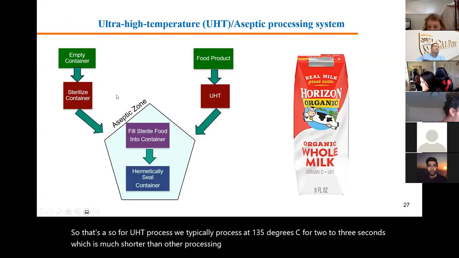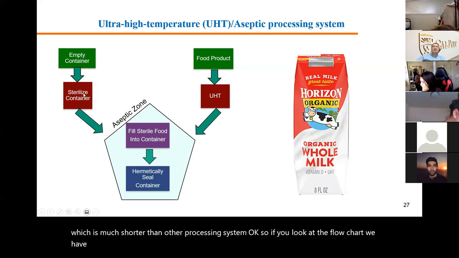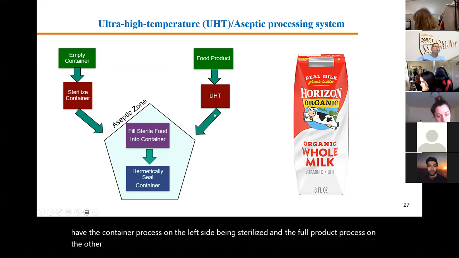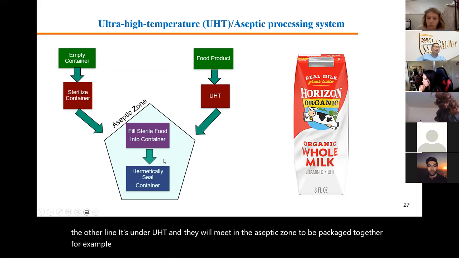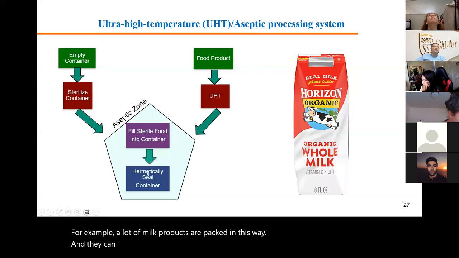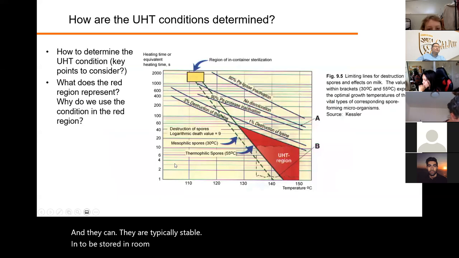If you look at the flow chart, we have the container processed on the left side being sterilized, and the food product processed on the other line under UHT, and they meet in the aseptic zone to be packaged together. For example, a lot of milk products are packaged this way, and they're typically stable to be stored at room temperature.